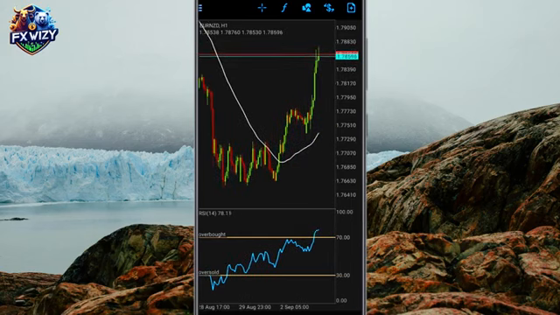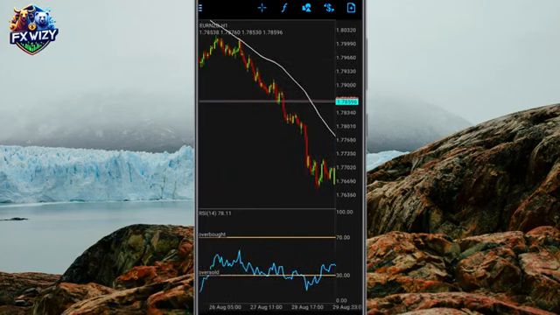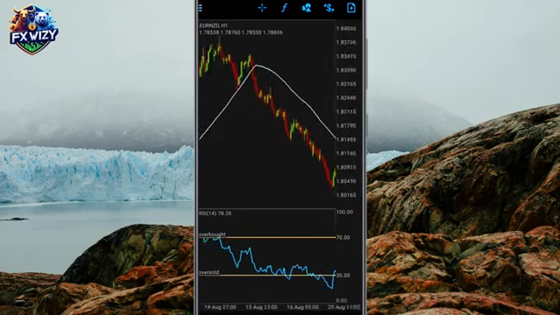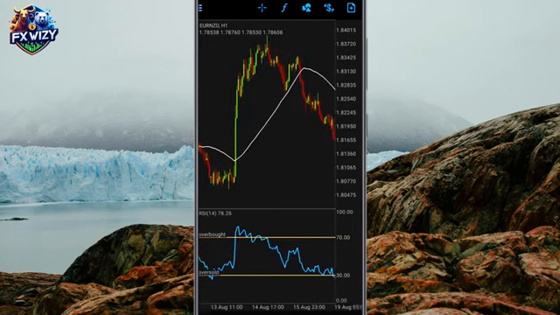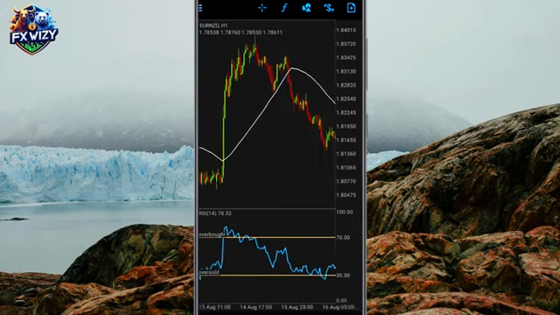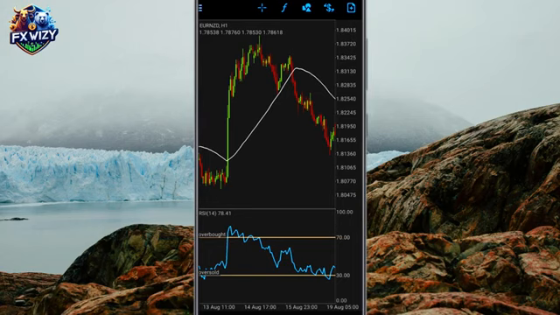So now let's talk about how to open a sell position. To open a sell position is very simple. The first thing you need to do is wait for the market to be below this moving average, and the market to be above the overbought line. So you need to wait for the market to be below this moving average and the market to be overbought, right?